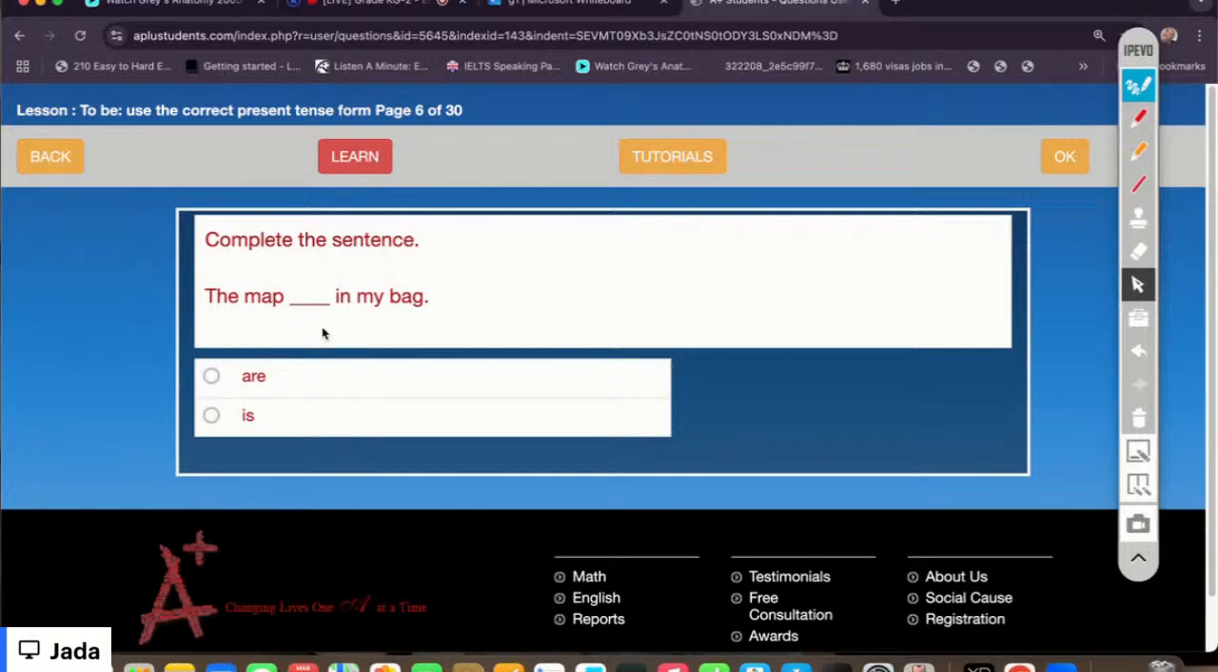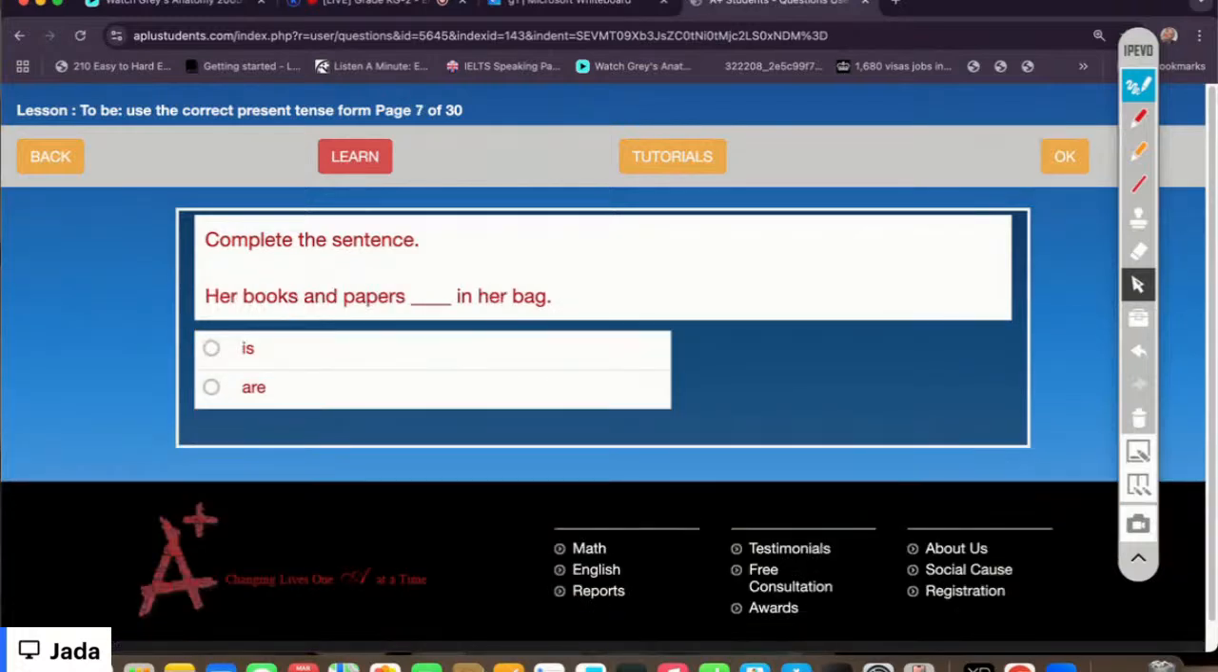The map dash in my bag. The map are or the map is in my bag. What do you think? Okay, so the map is in my bag.